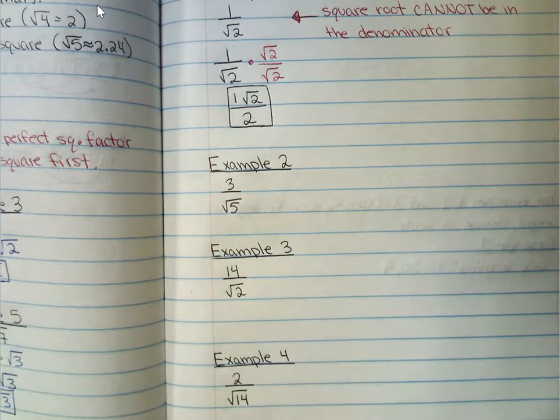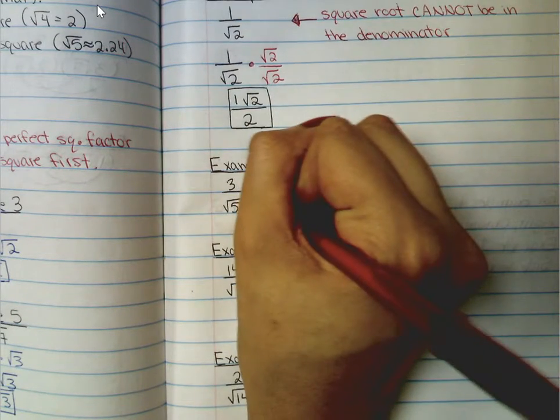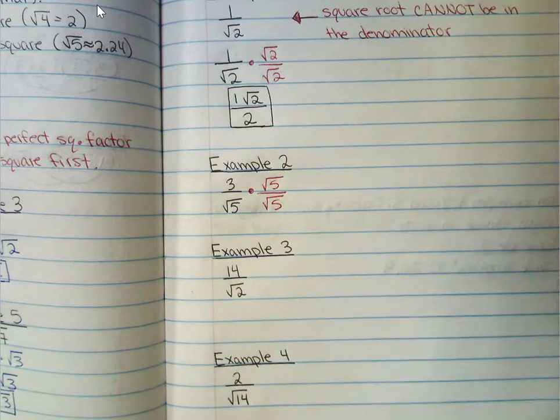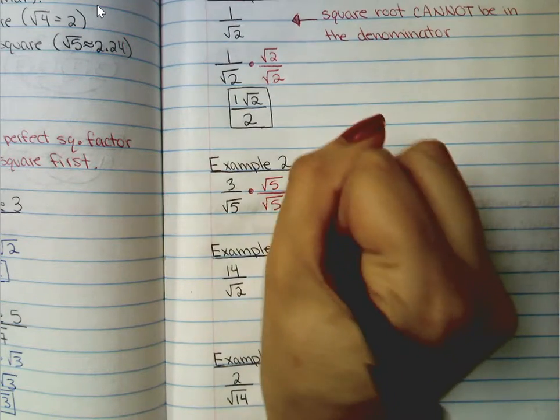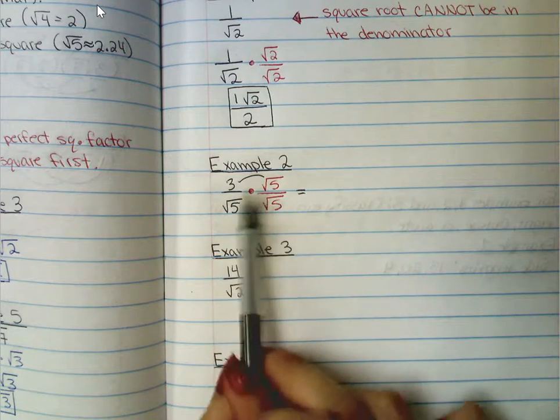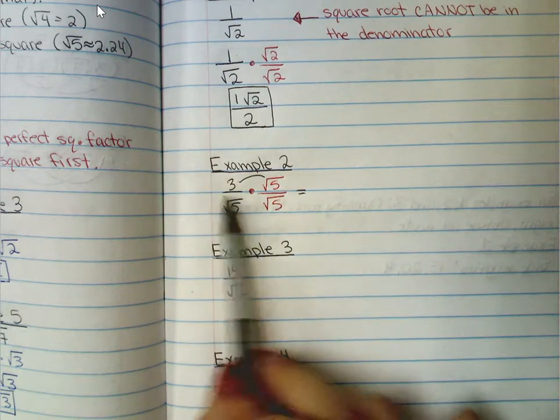Okay, so same thing for example 2. Very easy. Can I have a square root on the bottom? So I'm going to have to take the square root of 5 and multiply it top and bottom. And so I'm going to multiply this 2. So 3 square root of 5, do not multiply those two numbers. 3 is outside, 5 is inside.